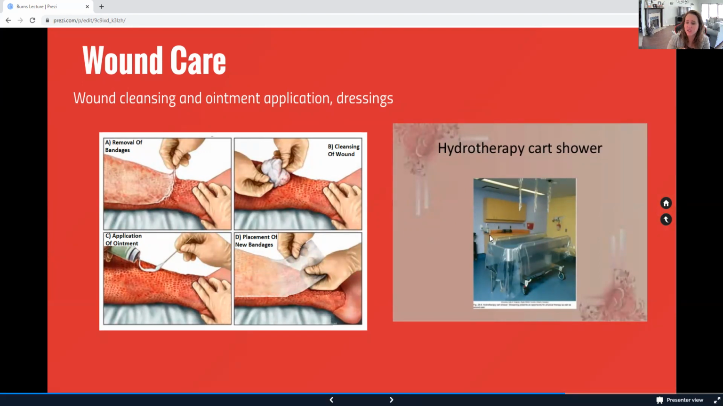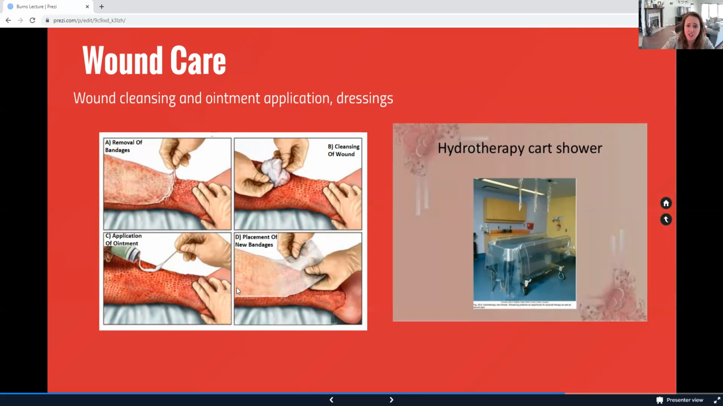Obviously, these are going to be plastic liners, water filters, things that we're going to use to keep contamination down. When we're doing dressing changes, the removal of the bandage and the cleansing of the wound is really important that we do that aseptically and use our sterile technique. And then if we're applying ointment, typically those ointments are going to be applied in a thin layer. And usually these are silver ointments, or Sulfamylon is another common one, applied in a thin layer and then a new bandage placed over top.